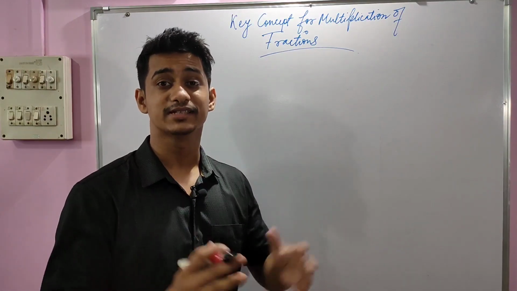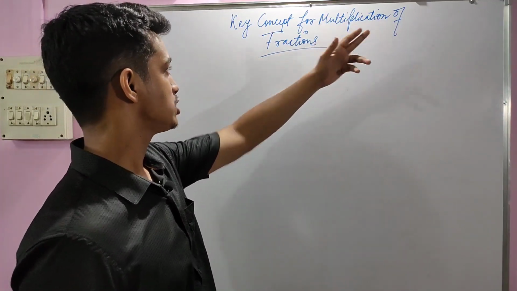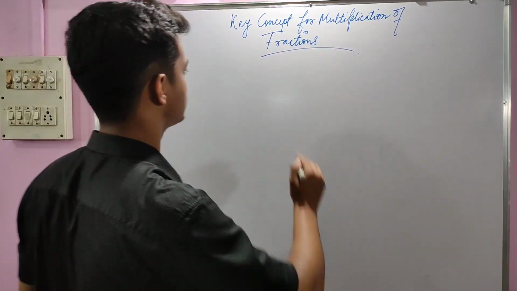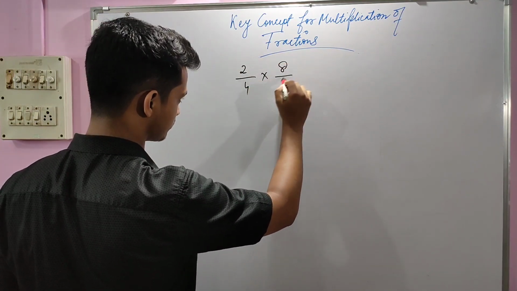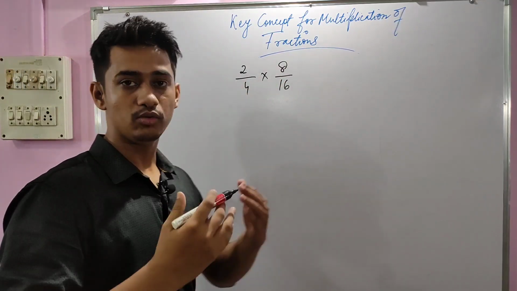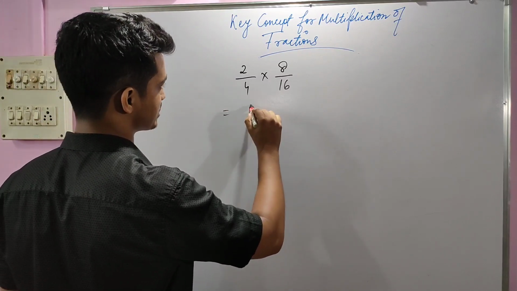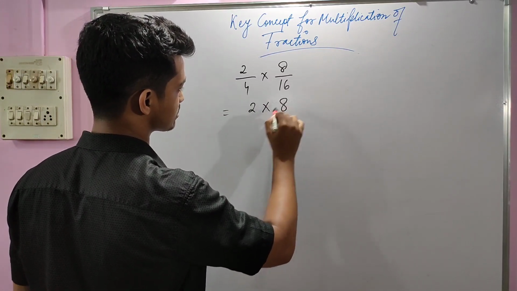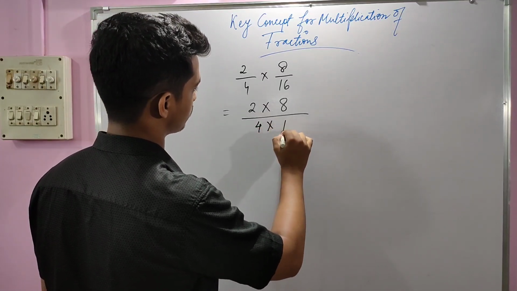Before starting exercise 2b, let's understand this concept of multiplication of fractions. Let me consider two fractions, let's say 2 by 4 multiplied with 8 by 16, right? Now the operator is multiplication. So how do we find the answer? That is the question. First step is that we can multiply numerator with numerator and denominator with denominator.